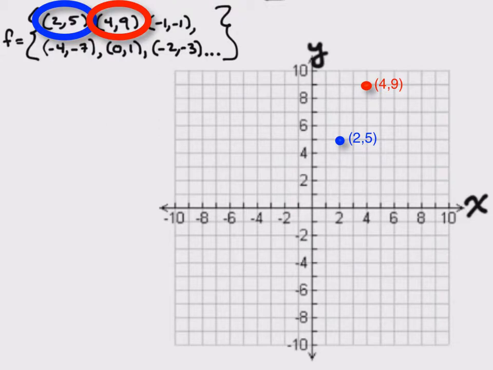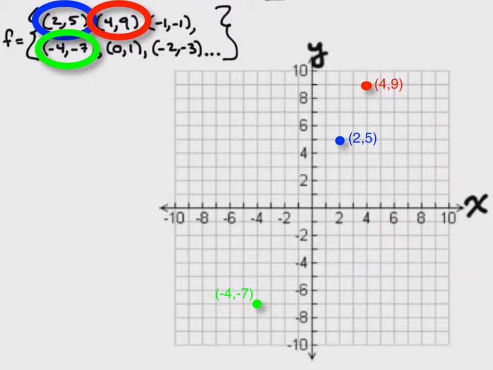One more time. How about the input-output pair -4, -7? We're going to find -4 on the input axis. We're going to find -7 on the output axis. We're going to draw a point right there, and that point means that for this function f, the input -4 goes with the output -7.